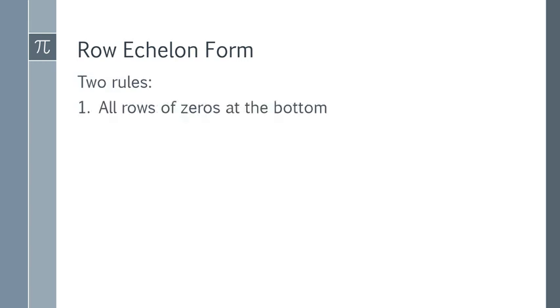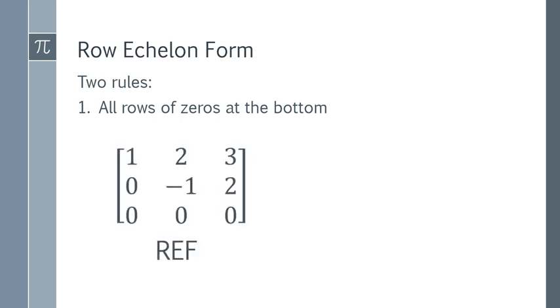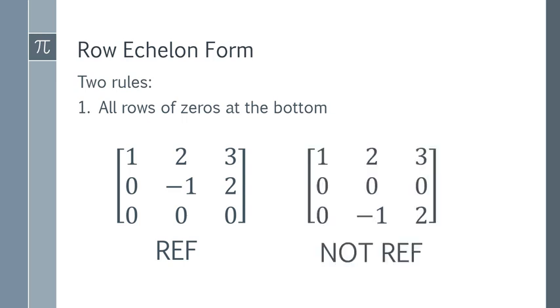The first one's really simple. All rows of zeros must be at the bottom. So for example, this matrix is in row echelon form. One reason why it's in row echelon form is because the row of zeros is at the bottom. You won't always have a row of zeros, but if you do, it has to be at the bottom. This one here, however, is not in row echelon form because you have a row of zeros in the middle. So you'd have to change that matrix to get it into row echelon form.